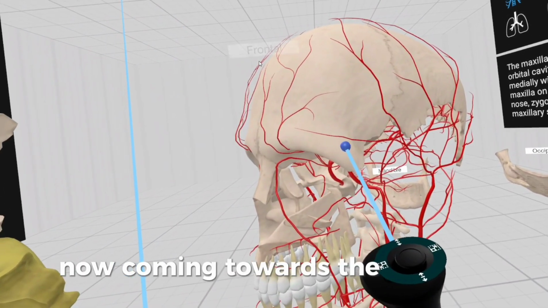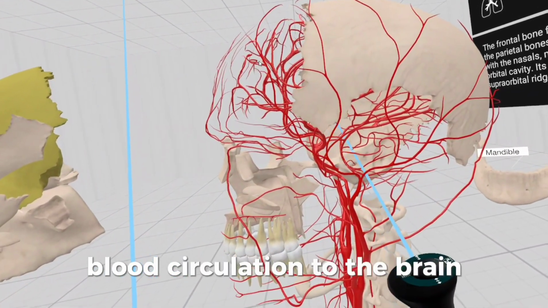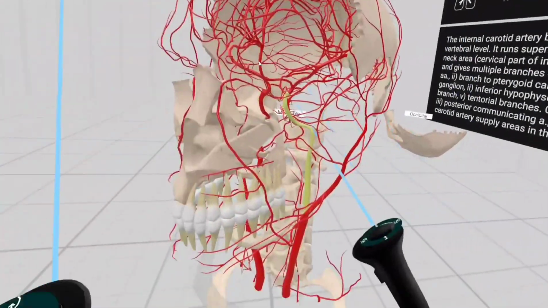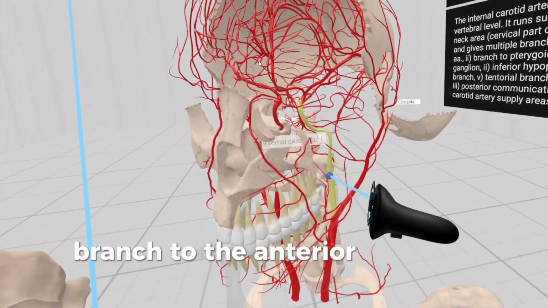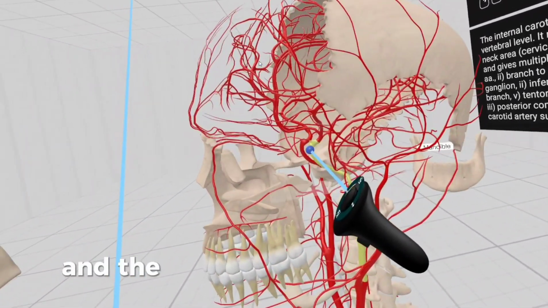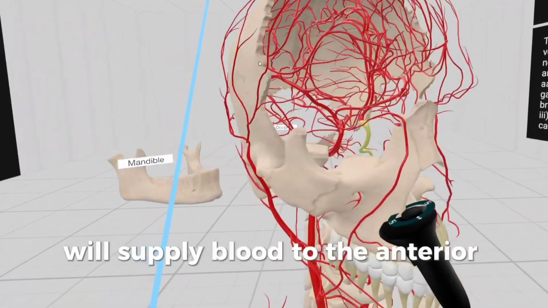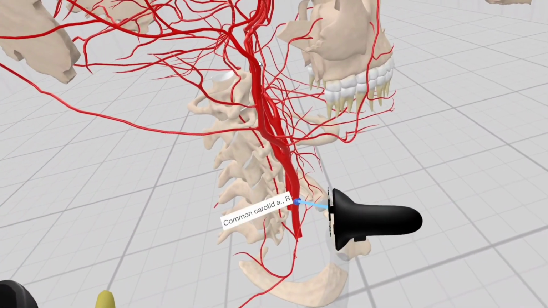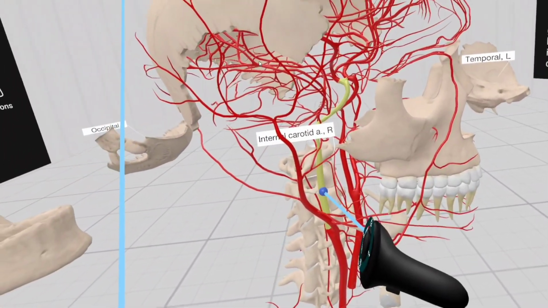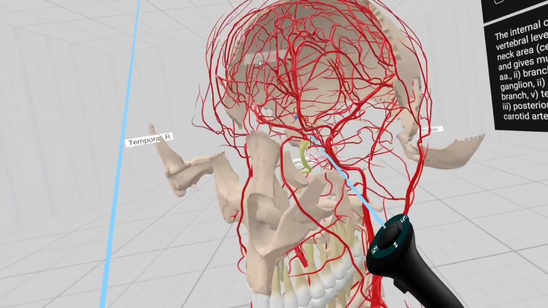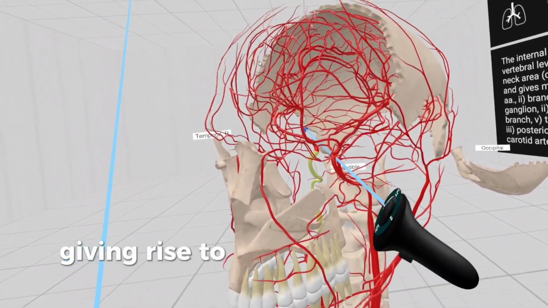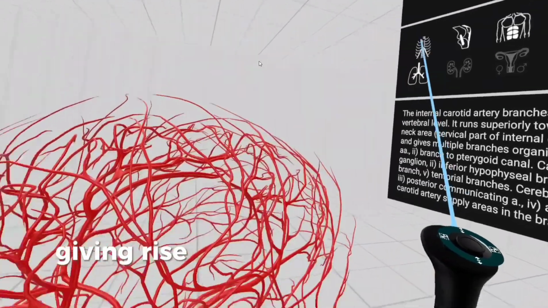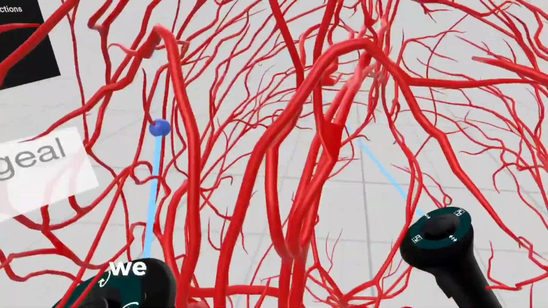Now coming towards the anterior blood circulation to the brain, the internal carotid arteries will give branches to the anterior cerebral arteries, and the anterior cerebral arteries will supply blood to the anterior part of the brain. Now look at the division. The common carotid artery giving rise to the internal carotid arteries, and then the internal carotid arteries giving rise to the anterior cerebral arteries. We will remove the bones.